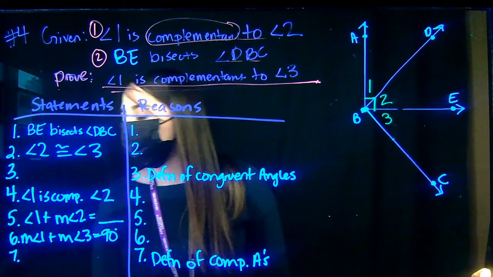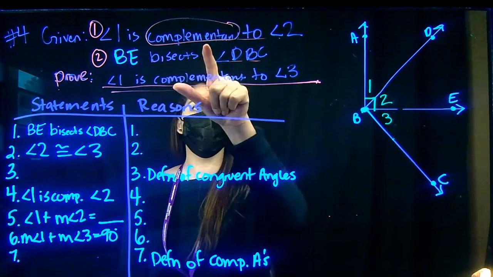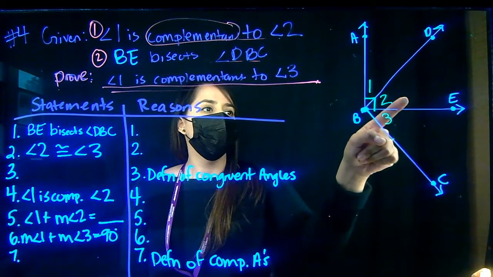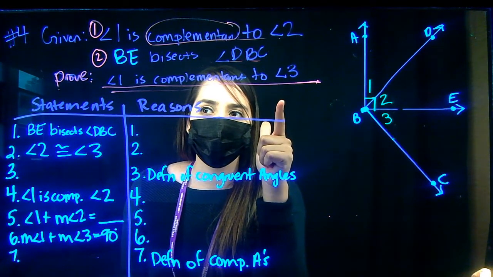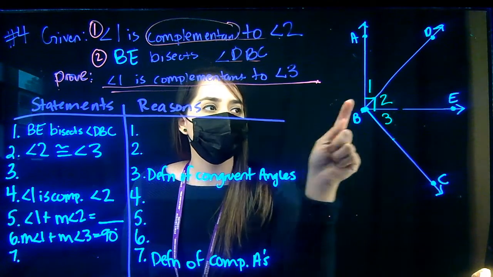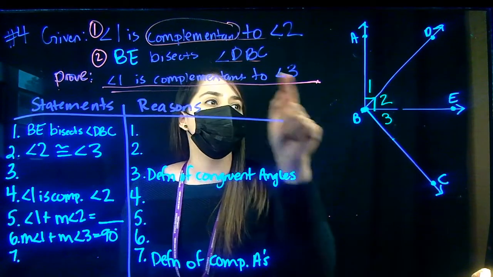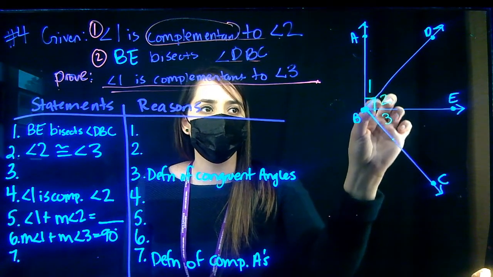Okay, so for number 4, you guys were given 2 facts. You were given that angle 1 is complementary to angle 2. And if you remember, what's the definition of complementary angles? Yeah, there are 2 angles that add up to 90 degrees, right? So angle 1 and angle 2 are complementary. So you know that angle 1 and angle 2 add up to equal 90, right? So that's why I put that little corner right there.